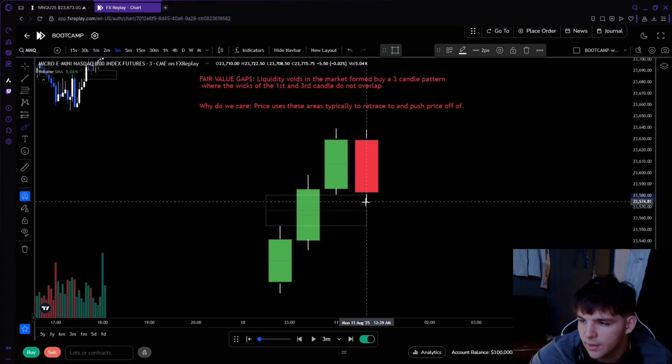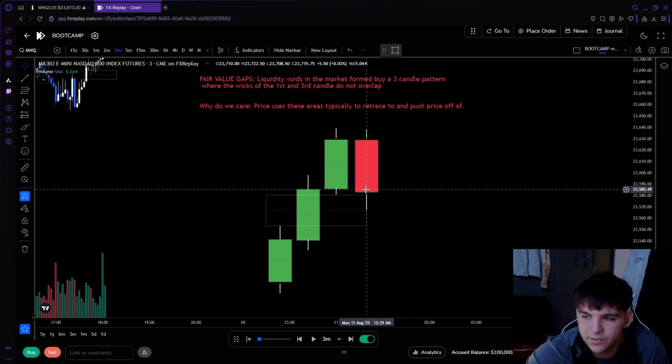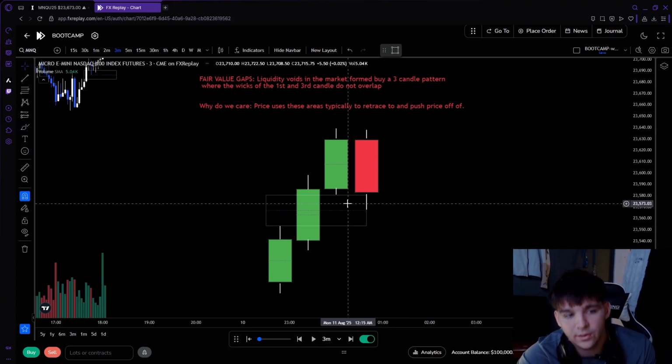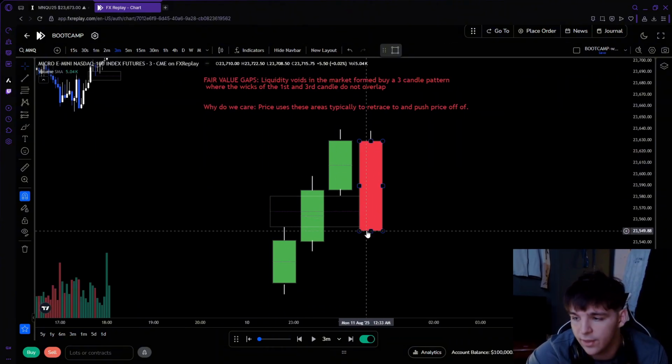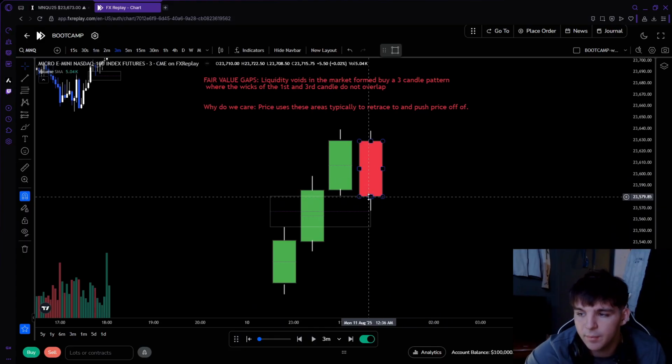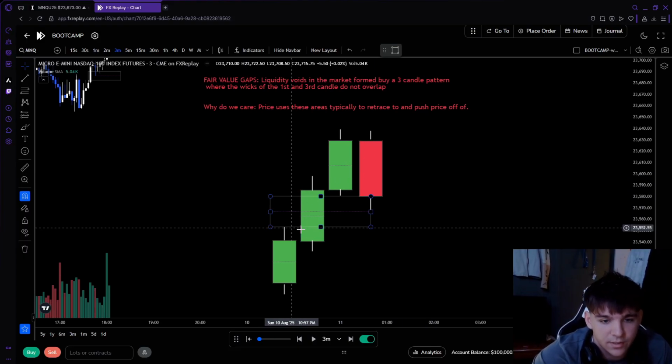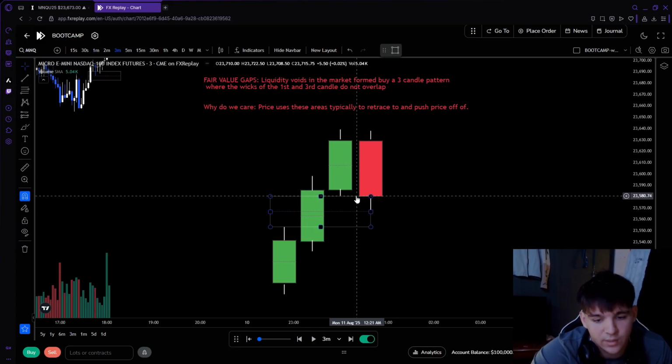You'd be looking for something like this, for us price to wick back into it, or a body can go into it, as long as this candle close isn't below this body, because that's another concept altogether. But if we come into here and we balance price, we take this fair value, this liquidity void, and we tag into it to use to fill orders.